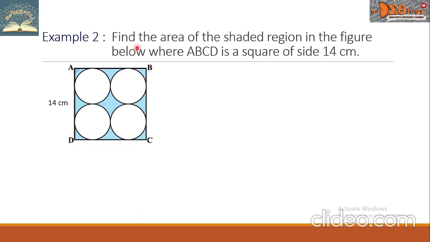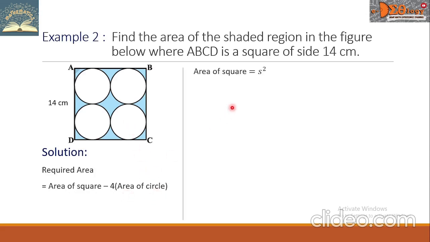Example 2. Find the area of the shaded region in the figure below, where ABCD is a square of side 14 centimeters. In our figure, we can see that the required area equals the area of square minus 4 times the area of one small circle. Let us first find the area of square. Our formula is S square. The value of the side is 14 centimeters, so that will be 14 square, and the answer is 196 square centimeters for the area of square.